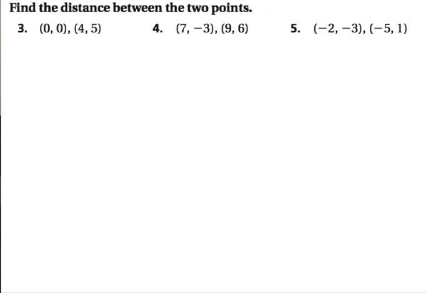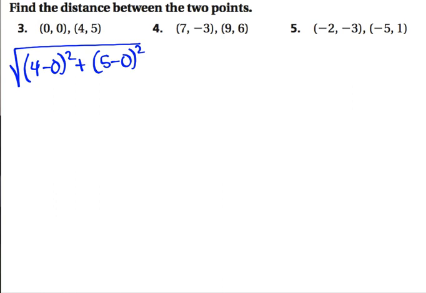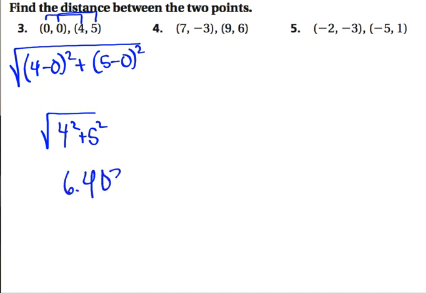Okay, let's find the distance between some more points here. On number 3, this is going to be the distance between 4 minus 0 squared plus 5 minus 0 squared. Or if you had found the distances, the distance between 0 and 4 is 4. The distance between 0 and 5 is 5. And you can type that in instead. And this does give you 6.403 as your distance. 6.403 units.